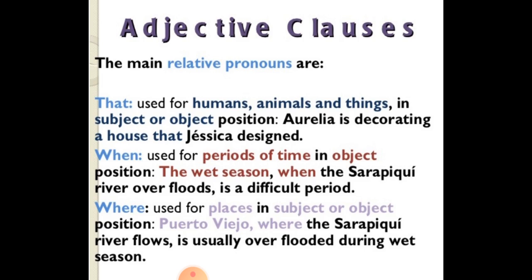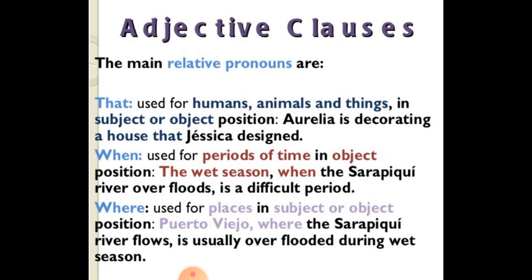Okay, so that Jessica designed. So what is that? House. House के बारे में that word जो है indicate कर रहा है कि Aurelia is decorating a house that Jessica designed, जो कि Jessica ने design किया था. When is used for periods of time in object position.